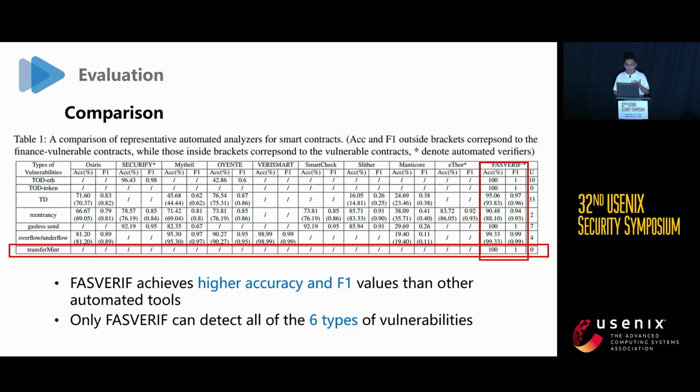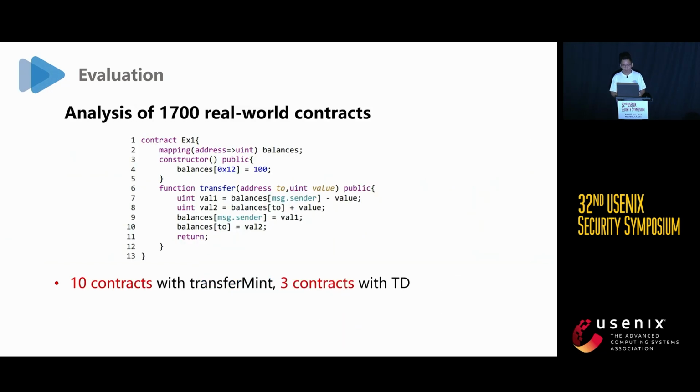Then, we compare our tool with other automatic tools on the vulnerability dataset. Totally, our tool achieves higher accuracy and F1 values than other tools. Meanwhile, the transfer mint vulnerability, in other words, the vulnerability in the previous example, can only be detected automatically by our tool. We also use our tool to analyze 1,700 real-world contracts. And as a result, we find 10 contracts with transfer mint vulnerabilities and 3 contracts with time step dependency. And these contracts are still online on the Ethereum.